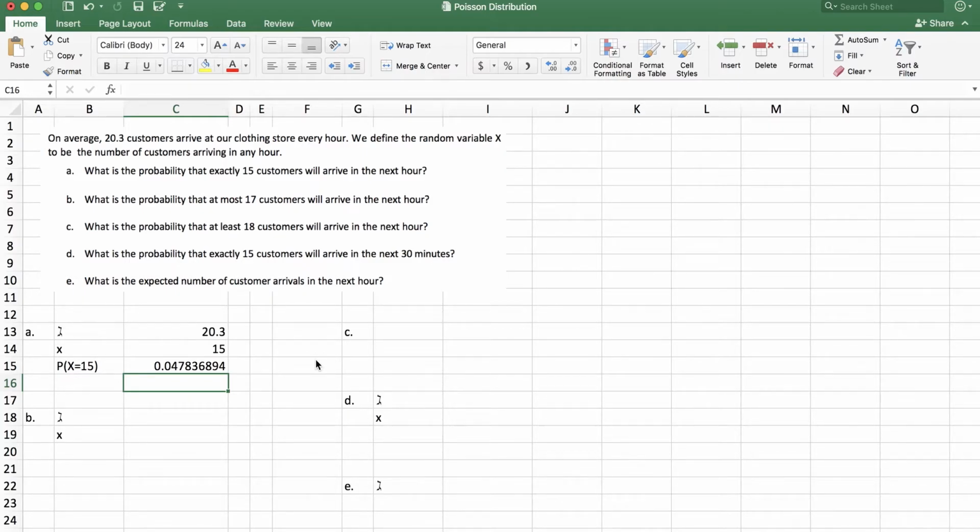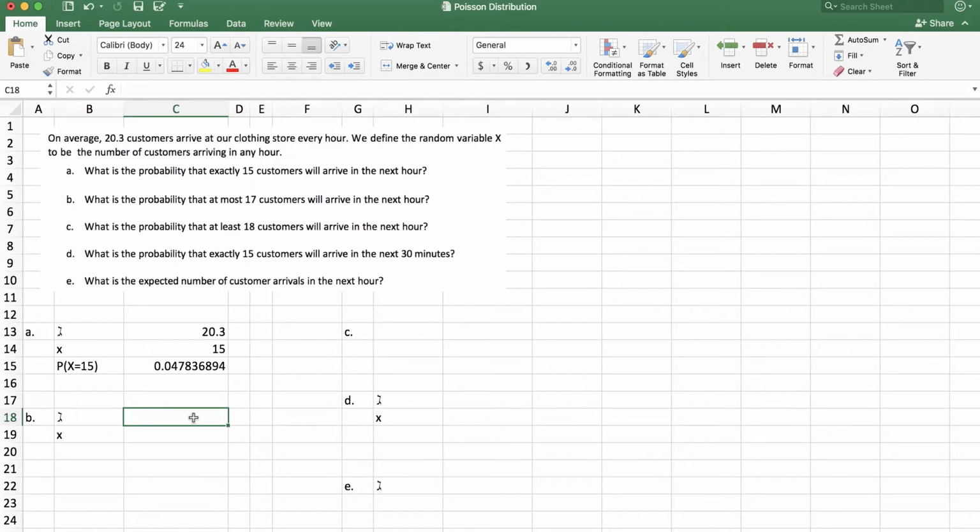So now we are talking about another keyword, which is "at most." When I say at most 17, you need to ask yourself, does this include 17? Yes. Does this include 16 customers? Yes. How about 15, 14, 13, 12, all the way down to 0? Are they all included? Yes. So if you include everything, including and up to 17, then you are looking at a cumulative probability. Keep that in mind, because that will be important.